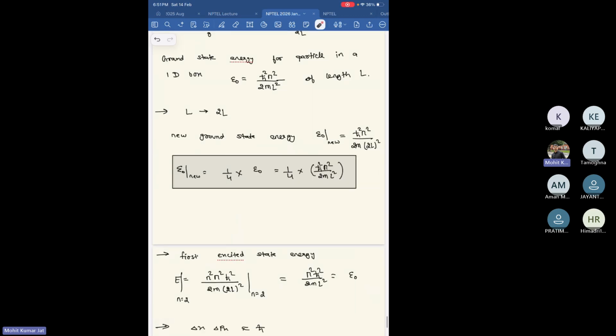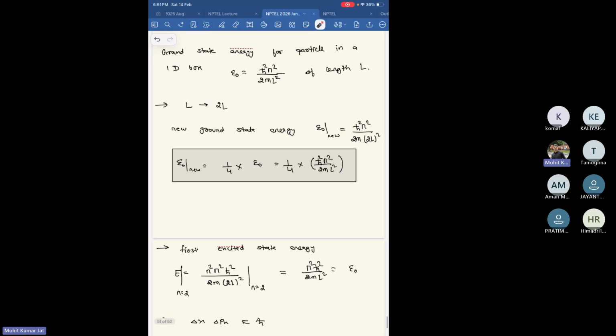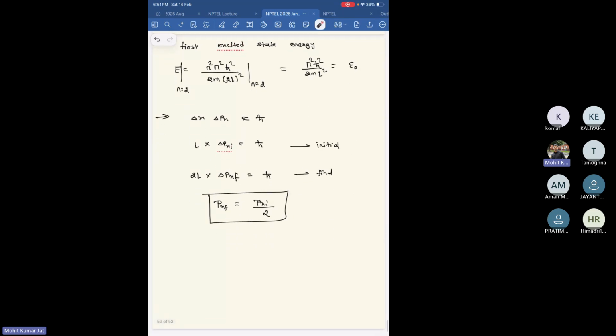Is this clear to you? Whatever we are doing in this calculation on the 1D box, how we determine the energy and use the uncertainty principle to find the relation between the final and the initial momentum expression.